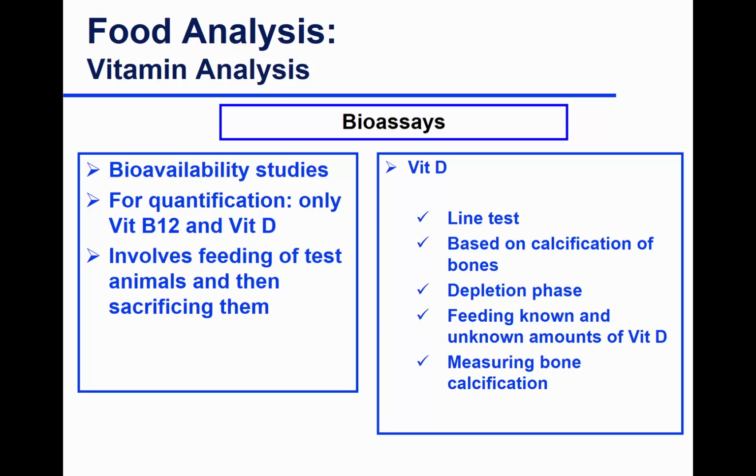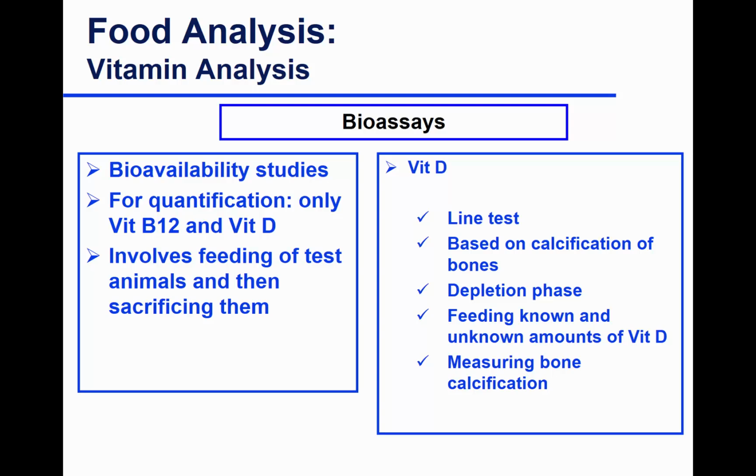So if we look at vitamin D specifically, it's a method based on calcification of the bones. We call that the line test. What happens is you get the rats and then you have a depletion phase. I mean, you feed them a diet that doesn't have vitamin D. So you deplete their system of vitamin D, and then you feed them, you create a standard curve. So you feed them different levels of known concentrations of vitamin D, and then a group gets fed the unknown sample, which has an unknown amount of vitamin D.